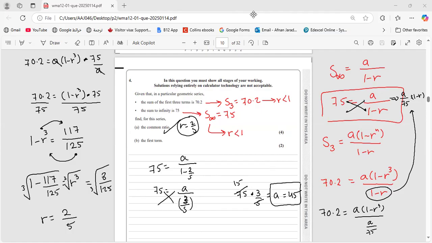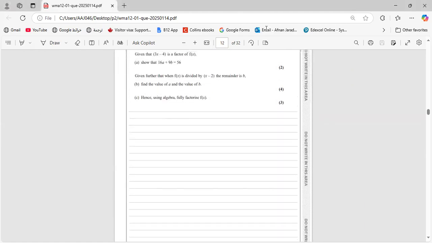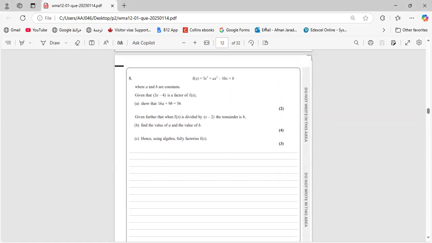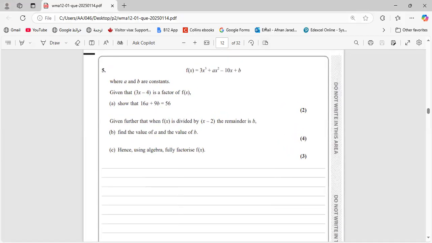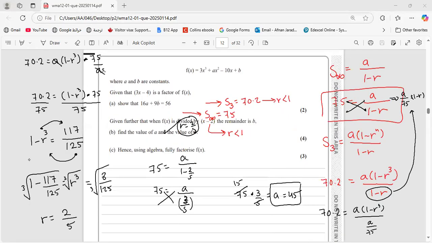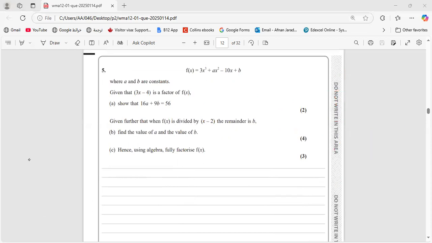From question number 4 to question number 5, which is about the first chapter, factor theorem and remainder theorem. f of x equals 3x cubed plus ax squared minus 10x plus b, where a and b are constants.